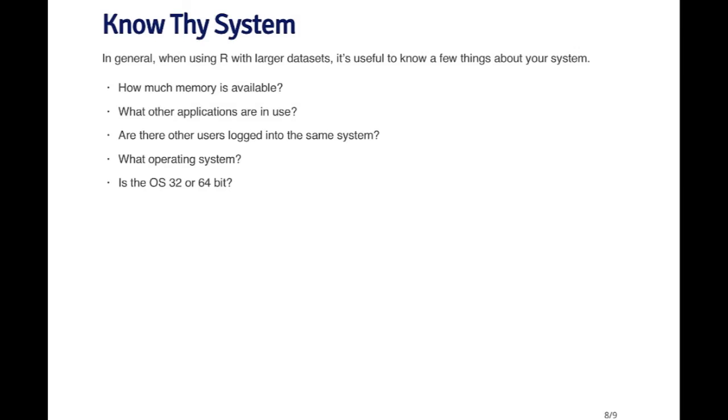What is the operating system for your computer? Is it a Mac? Is it Windows? Is it Unix? Is it Linux? And it's also useful to know whether the operating system you're running is 32-bit or 64-bit. On a 64-bit system, you'll generally be able to access more memory if the computer has a lot more memory.